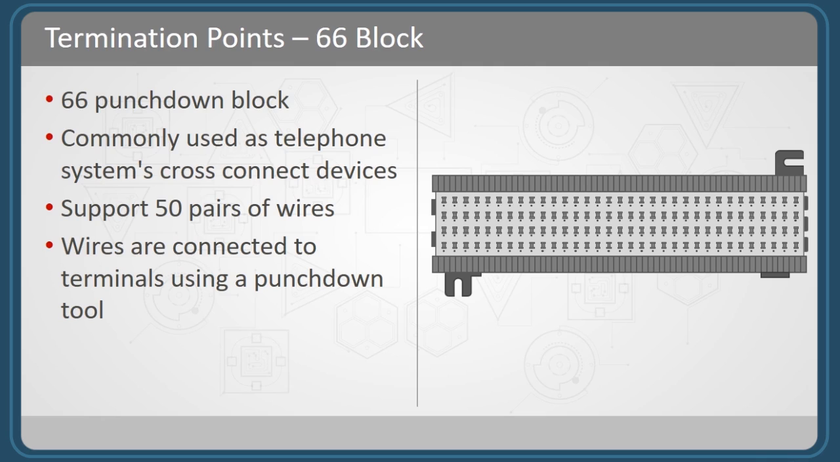So this first one is what's known as a 66 block, and often you'll hear the term punch down block used as well, because the wires were quite literally punched into place, and we'll actually see the tool used for that in a moment. These were commonly used for telephone cross-connect devices, and the term 66 is actually just a series model number. It does refer to the type of insulating wire around where the connection itself was made, but it doesn't have anything to do with the number of wires that were used to connect, because you see it supports 50 pairs of wires. They were connected to the terminals using the punch down tool.